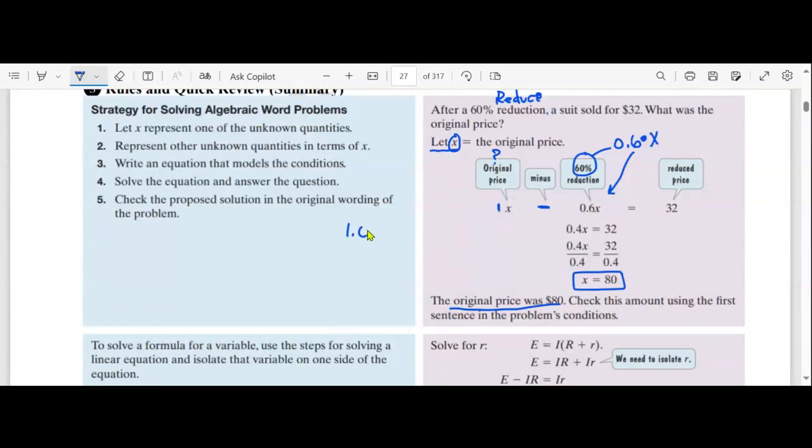So 1, and you take away 0.6. Subtract. What do you get? 0.4. 0.4 what? X, because this is x and this is x. Okay? So you get 0.4x equal what? 32. Then you divide both sides by 0.4, and you can cancel 0.4 with 0.4. Use the calculator to get 32 divided by 0.4. And that gives you x equal what? 8. Clear? That's it. So that's the first one.